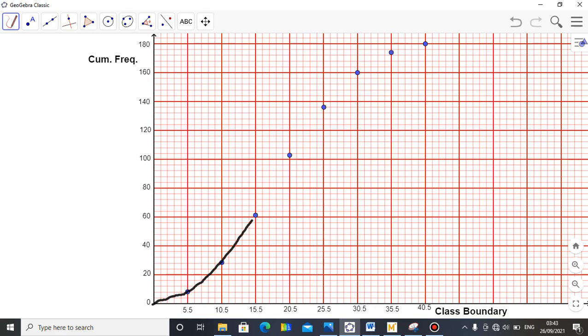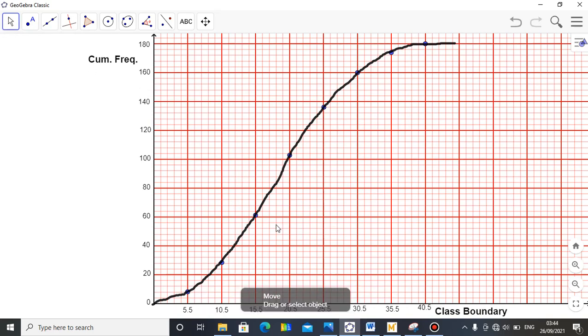So you join the points, you follow it gradually. I decided to use my freehand because this is how you are going to do it inside your graph paper. So you can see the way I followed it. Then you end here. So that is it. So this is the cumulative frequency curve.